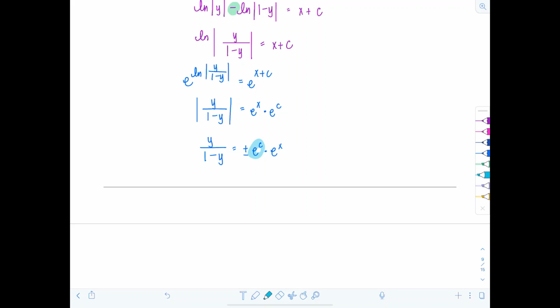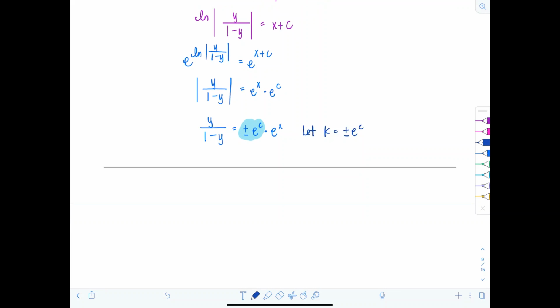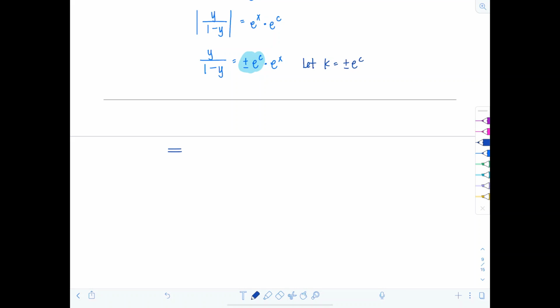Okay, now I want to clean this up. So I'm going to let k equal plus or minus e to the c. And so I can rewrite my differential equation now as y over 1 minus y equals k e to the x. And then if I didn't have any initial condition and I didn't have to solve for k, then this is where I would specify where k is any real number besides 0 or something like that, okay?